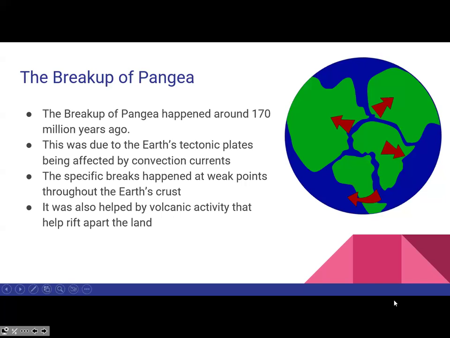This was due to the Earth's tectonic plates being affected by the convection currents in the ground, and specific breaks happened at weak points throughout the Earth's crust, which helped it break up. It was also helped by volcanic activity that rifted apart the land from the already weak points around the Earth, which helped over time form the continents that we know today.